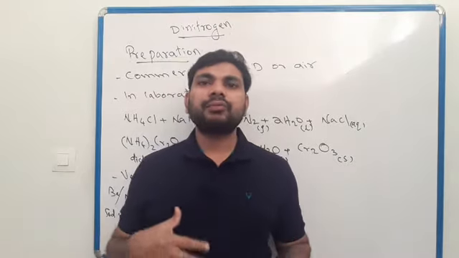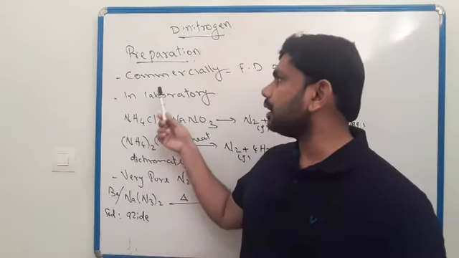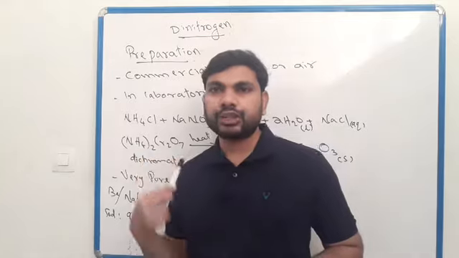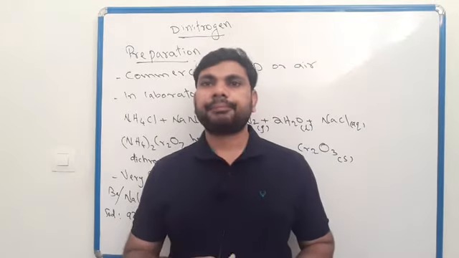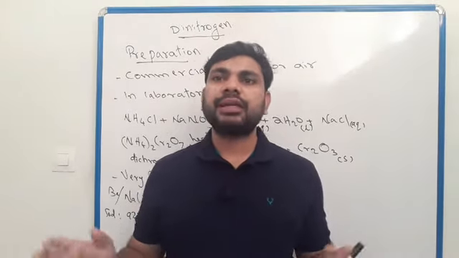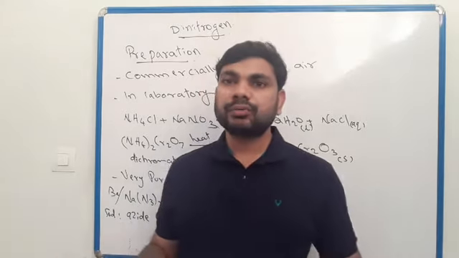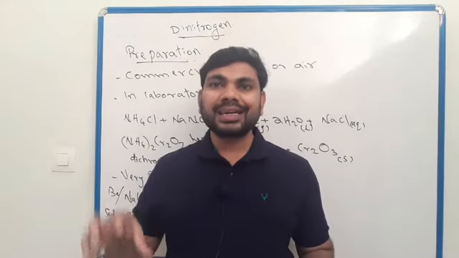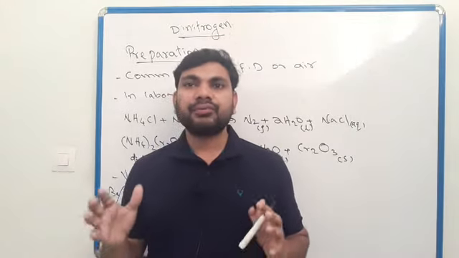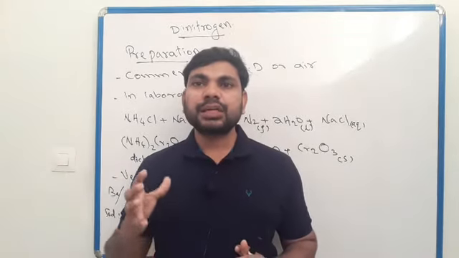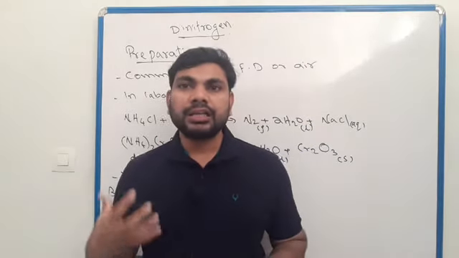First one, preparation of dinitrogen. First, we discuss the commercial method of preparation of dinitrogen: fractional distillation of air. We know air is a mixture of different gases, which contains 78% nitrogen and 21% oxygen. Most of the content of air is nitrogen. From air, we can separate nitrogen by fractional distillation. This is called the commercial method for the preparation of dinitrogen.